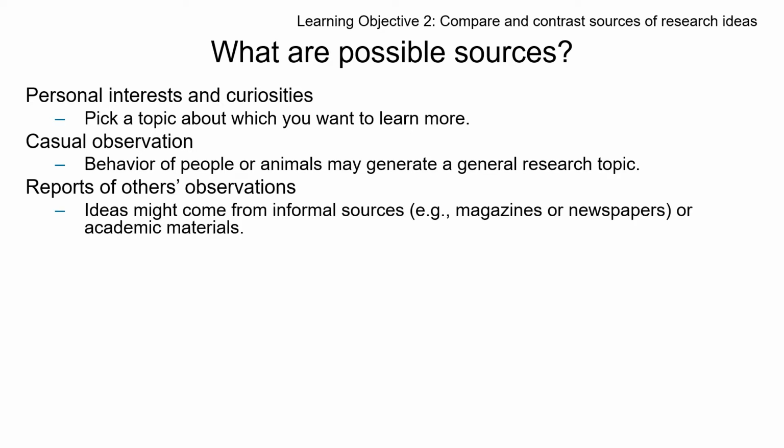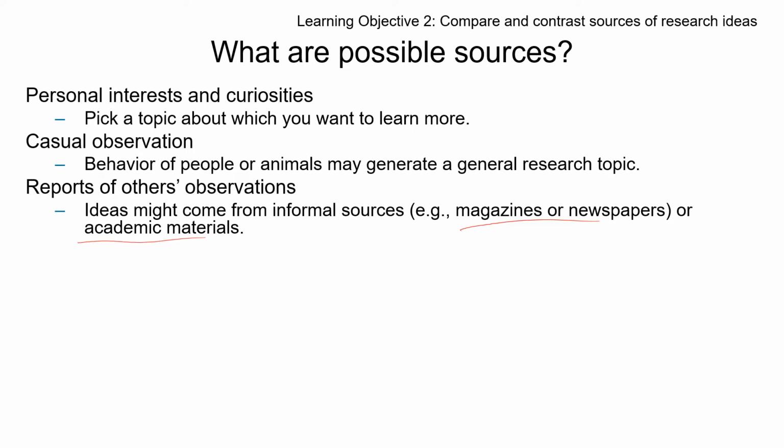Another is reports of others' observations. So informal sources or formal sources. It might come from non-academic sources like magazines or newspapers, but it might also come from academic sources. So finding information that's already been presented out there, whether it's research articles that are in existence, maybe there's something that's catching your interest. You've got a passing interest in a certain thing. Let's say there's a certain category of depression you've got a passing interest in. You then can read a couple journal articles in that, and maybe that'll help you generate a research idea.